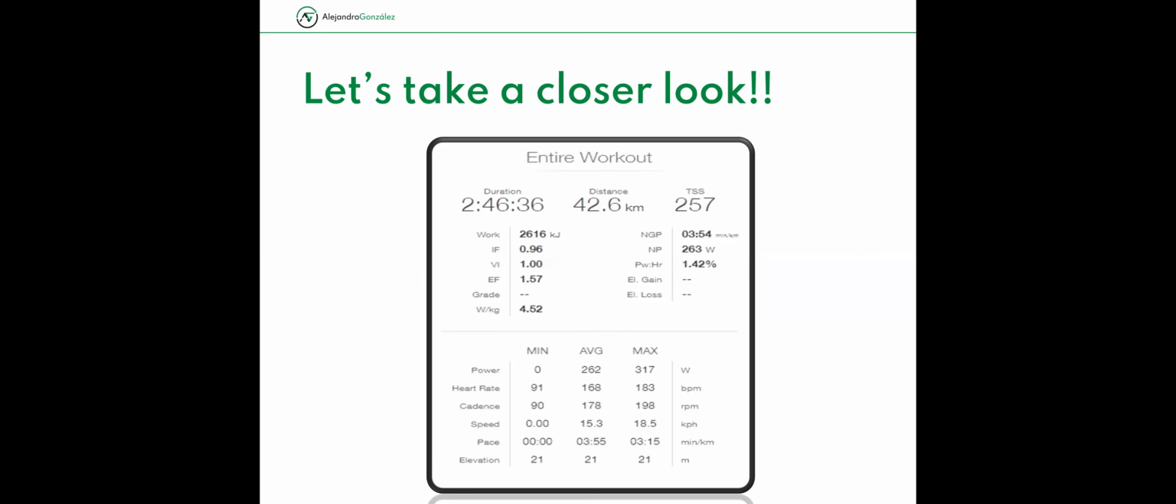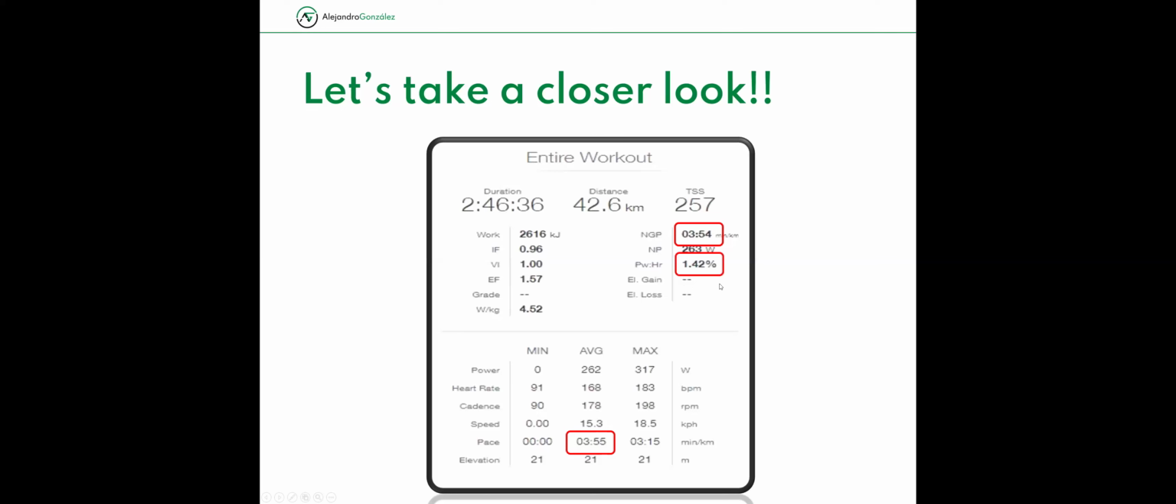Let's take a closer look at the race. The first number that we have to study is the average pace. The average pace was 3 minutes 55 seconds, better than the original time that we were planning. The normalized graded pace, that number comes from cutting the extremes, the higher and slower paces, and thinking of the race like a flat pace. It was 3 minutes 54.